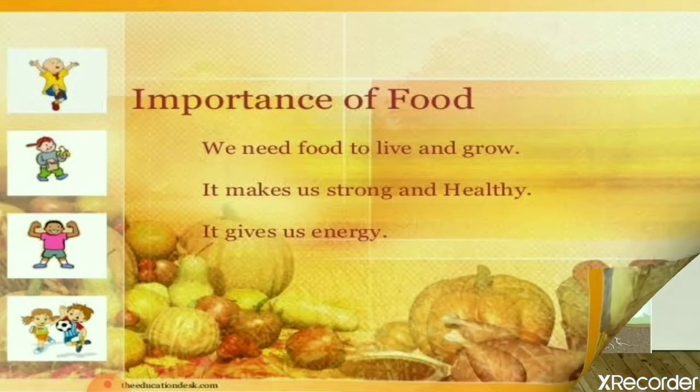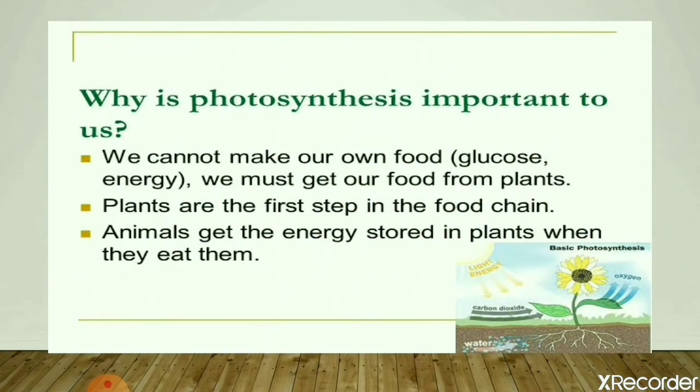This food we get from green plants. So the point is, we cannot make our own food within our body. So we get most of our food from the green plants. Plants are the first step in the food chain. That means the plants are the producers. Animals get the energy stored in plants when they eat them.